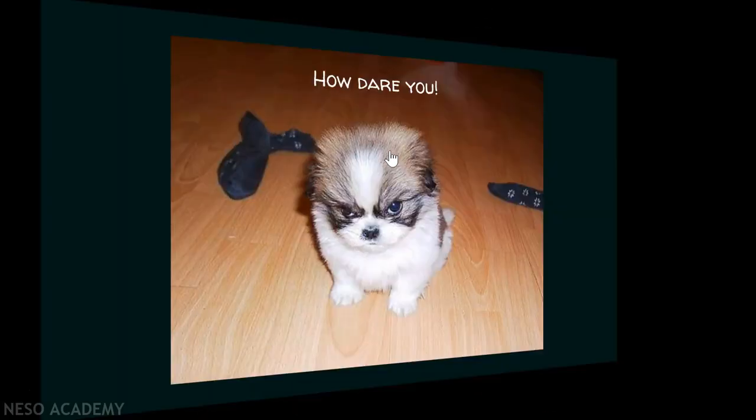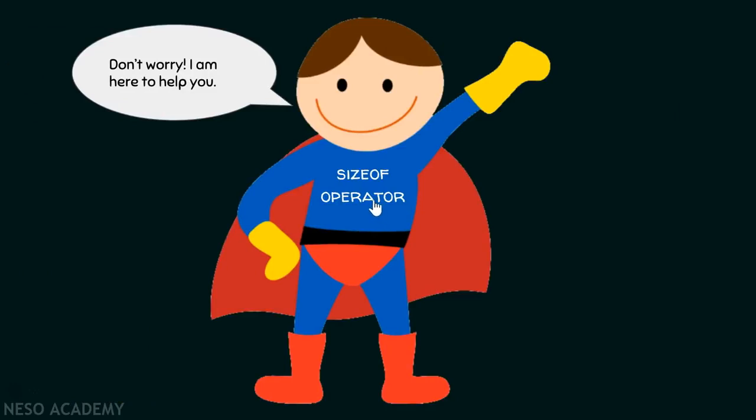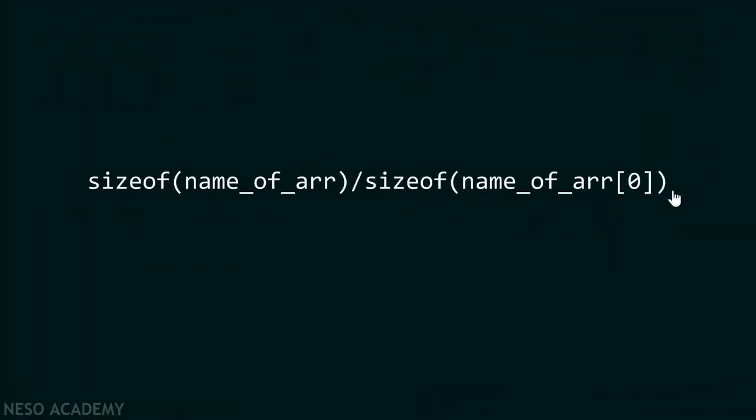I know, you are angry with me, right? But don't worry, sizeof operator is here to rescue. With the help of this sentence, you would be able to calculate how many elements are there in that array and any array. You just have to specify the name of the array inside sizeof operator, and you also have to specify the name of the array along with square brackets and the index inside the sizeof operator. And then you have to divide both.